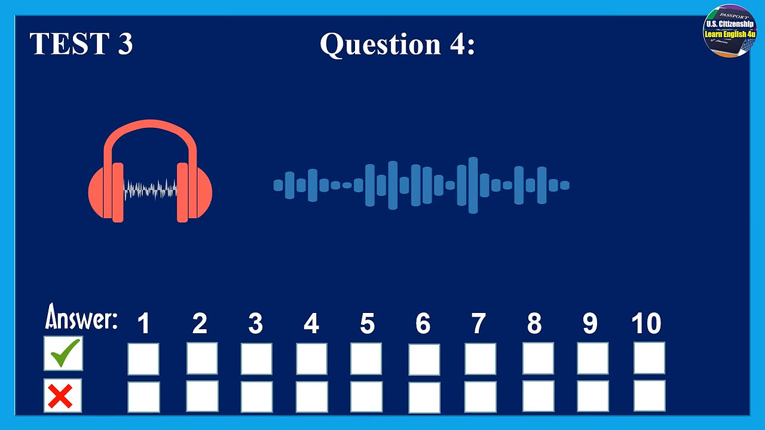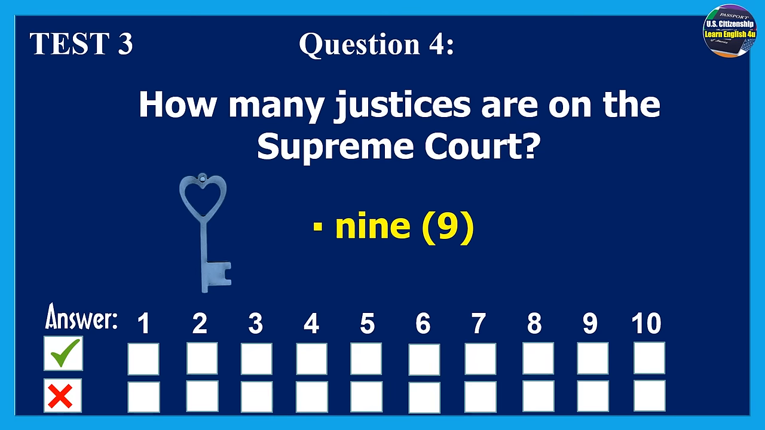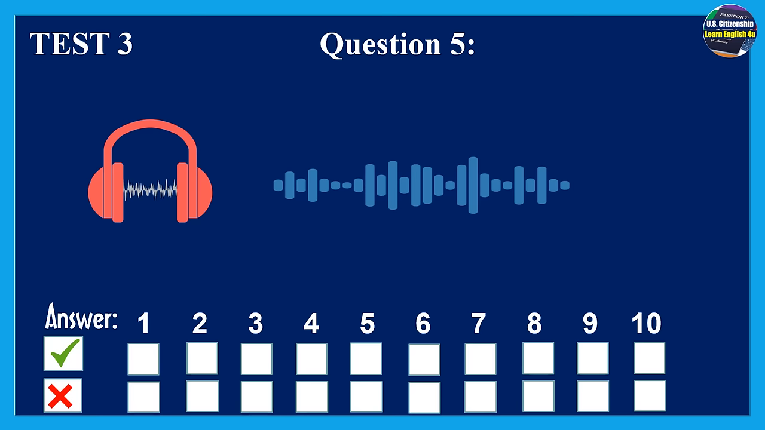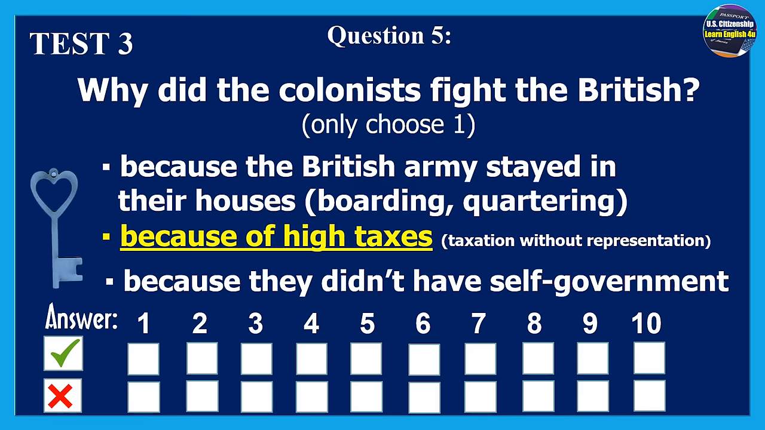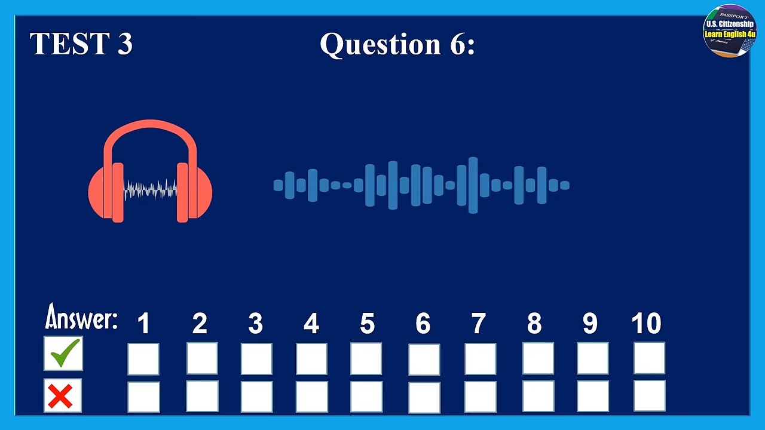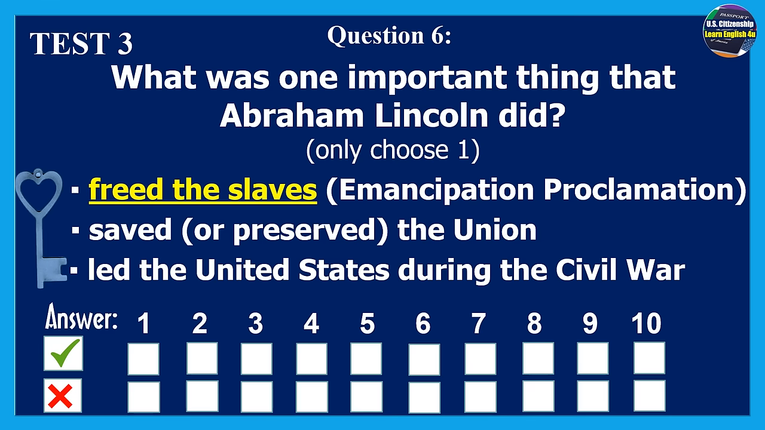How many justices are on the Supreme Court? 9. Why did the colonists fight the British? Because of high taxes. What was one important thing that Abraham Lincoln did? Freed the slaves.